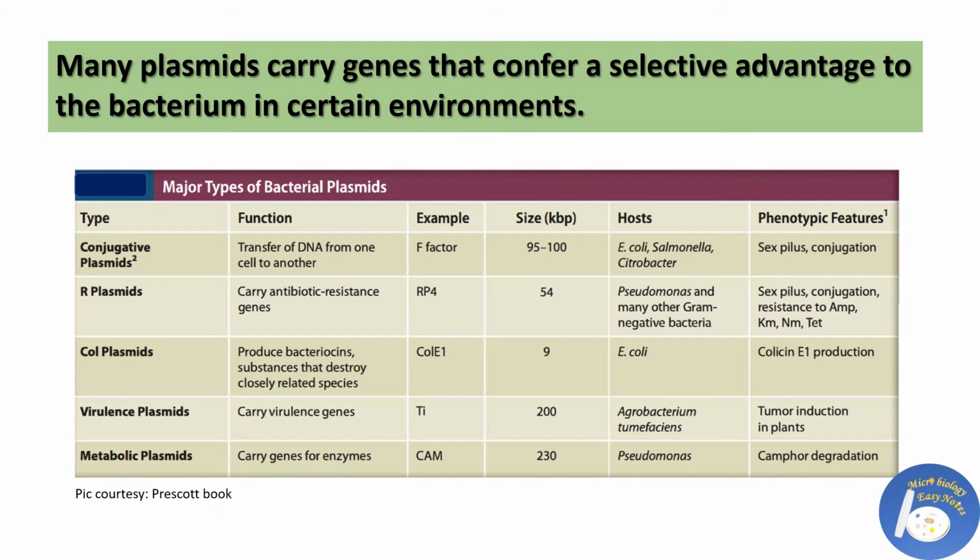Many plasmids carry genes that provide a selective advantage to the bacterium in certain environments. For example, a conjugative plasmid helps a bacterium in the transfer of DNA from one cell to another. An R plasmid, which is also known as a resistance plasmid, carries antibiotic resistance genes which give bacteria the ability to resist antibiotics. There are so many other types of plasmids which give different benefits to the bacteria.